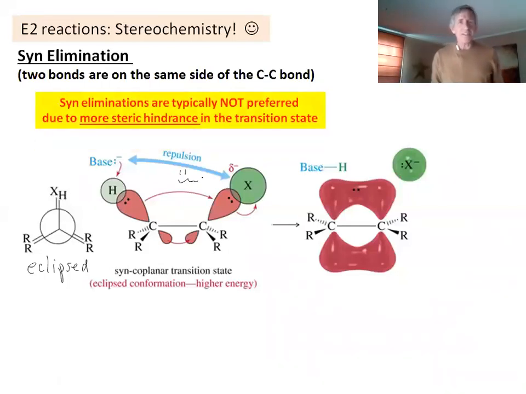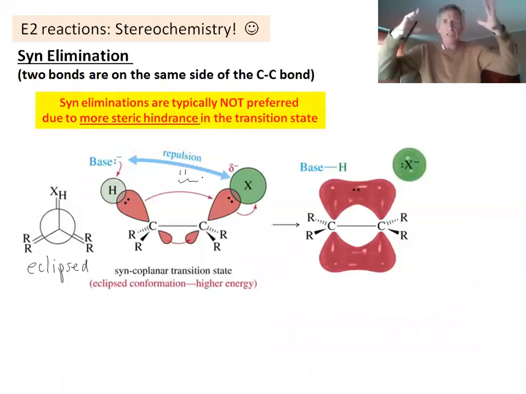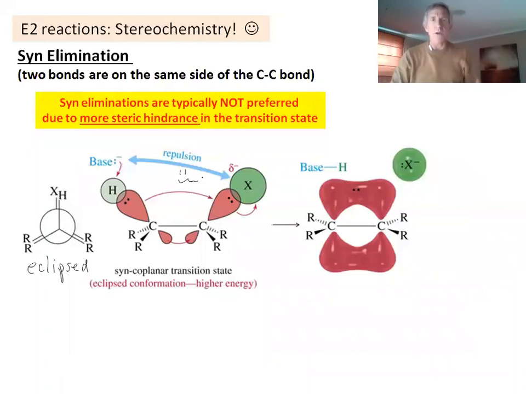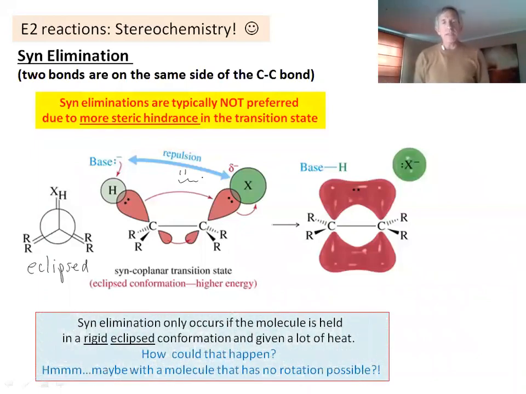Because typically it's not preferred. It's too much steric hindrance. The base is on the same side as the leaving group. Size problems everywhere. So why would it ever want to do this? So typically syn eliminations do not occur unless the molecules are very rigid.